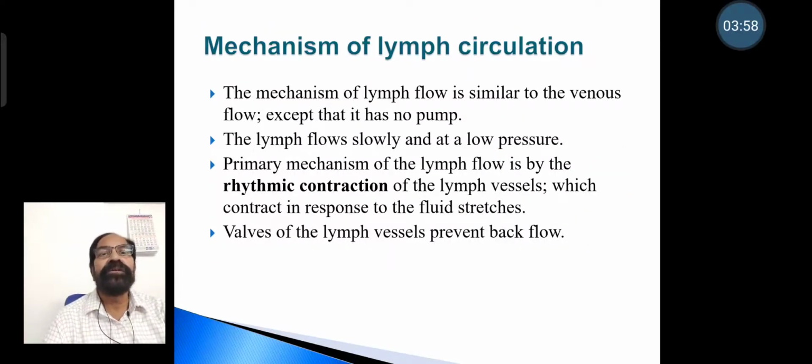Mechanism of lymph circulation. The mechanism of lymph flow is similar to venous flow except that it has no pump. The lymph flows slowly and at a low pressure. The primary mechanism of lymph flow is by rhythmic contraction of the lymph vessels, which contract in response to fluid stretch. Valves of the lymph vessels prevent backflow.